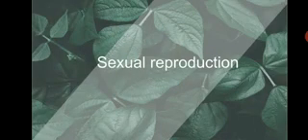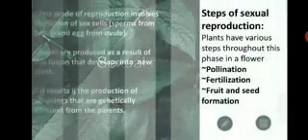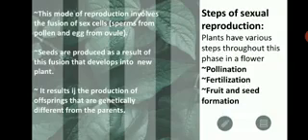Now next, the second mode of reproduction is sexual reproduction. Sexual reproduction is different as compared to asexual reproduction, as in asexual reproduction eggs and sperms were not involved, but in sexual reproduction both male and female sex cells are involved, that is eggs and sperms. This mode of reproduction involves the fusion of sex cells, that is sperms from pollen and egg from the ovule. Seeds are produced as a result of this fusion that develops into a new plant.